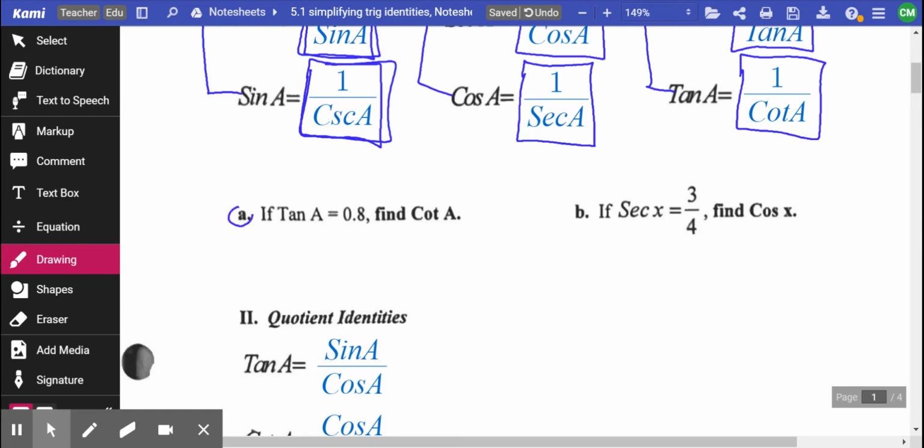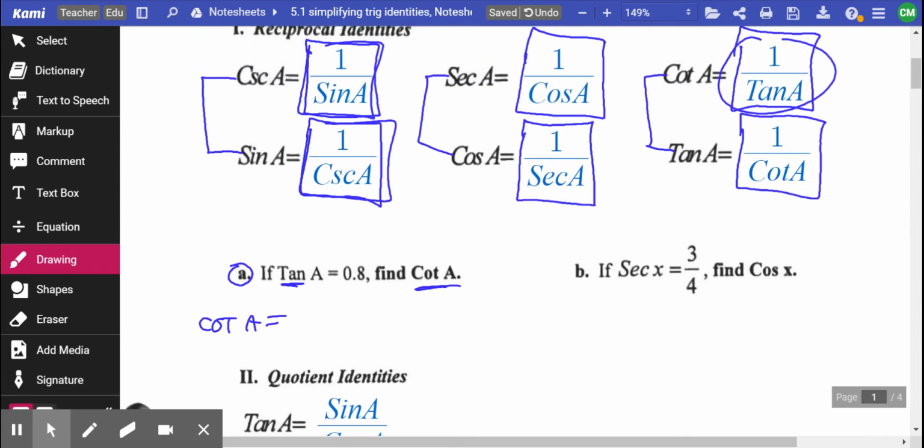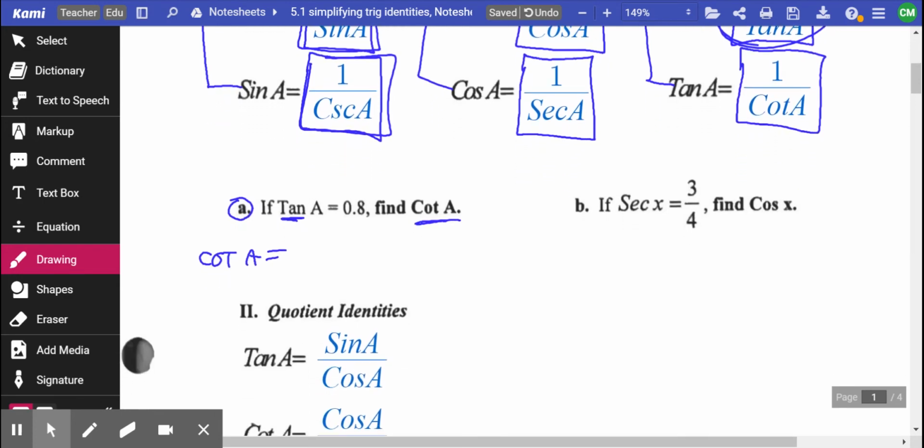For A, right here in this first section, we have if tangent of A is 0.8, find cotangent of A. Well, I know these are reciprocals of each other. So one way to look at it is to just say, all right, cotangent of A is 1 over tangent of A. Right, that's the reciprocal. So I could say it equals 1 over 0.8. If you put that in your calculator, you should get 1.25. So that should be the answer for cotangent.